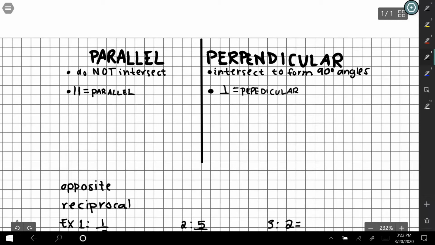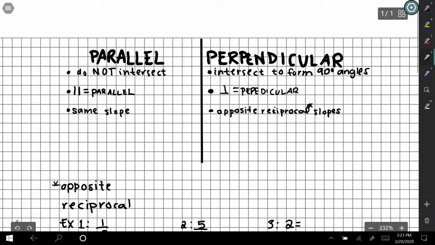Alright, so we're focusing specifically on these lines in the coordinate plane, so on a graph, which means that these lines are going to have equations. And in those equations, we're looking specifically at the slope. So parallel lines have the same slope, and perpendicular lines have opposite reciprocal slopes. I'm going to put an asterisk here so that we can go through and figure out what opposite reciprocal means.